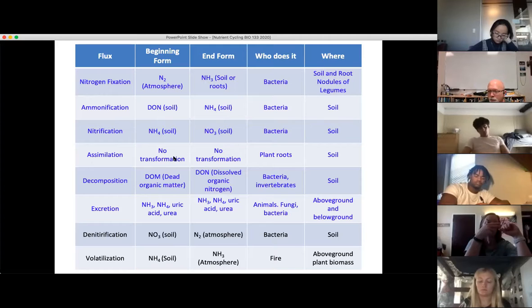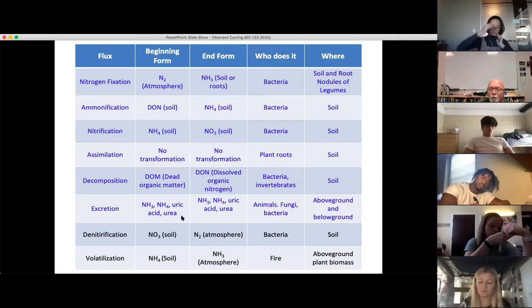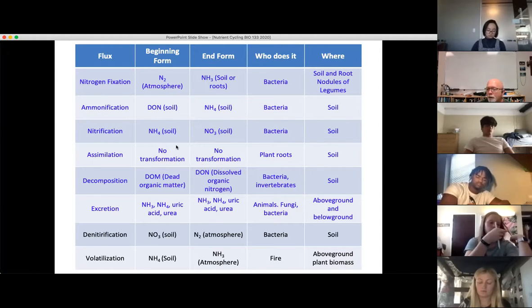Assimilation involves no transformation. You're just absorbing the nitrogen form that is in the soil. This is done by plant roots, and that goes on in the soil. You'll also see that excretion can happen in a variety of different forms, but because those forms are all there in the beginning form and the end form, once again, there's no transformation in that flux. It's just a movement, in this case, from organisms into, once again, the soil.